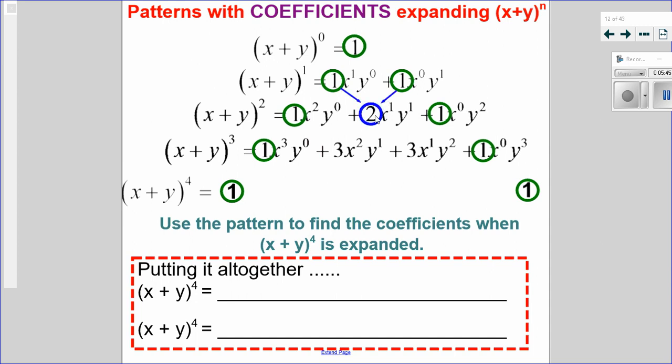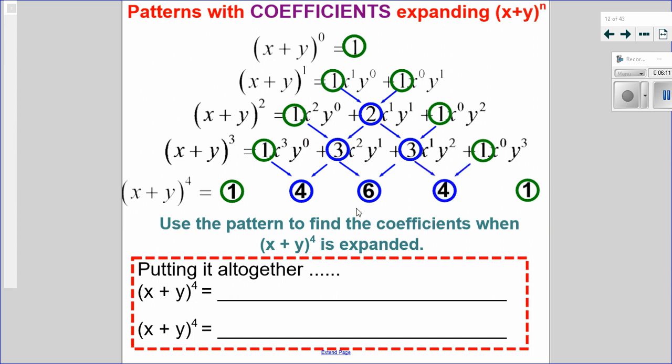So 1 and 1 is 2. I come down here for 3. 1 and 2 is 3. 2 and 1 is 3. So I'm going to follow that pattern here. 1 and 3, add those together, 4. 3 and 3, add those together is 6. 3 and 1, add those together, and I'm going to get 4.